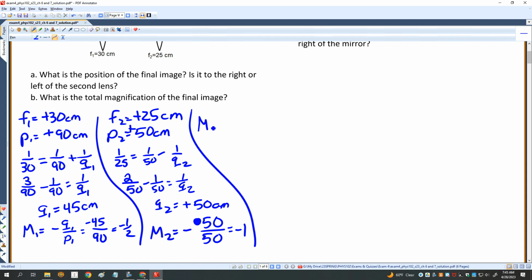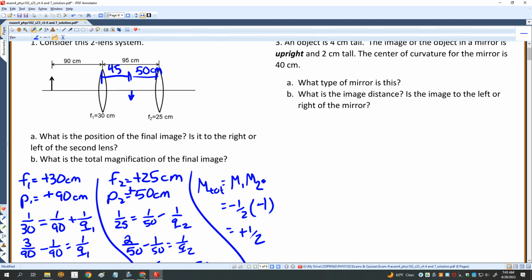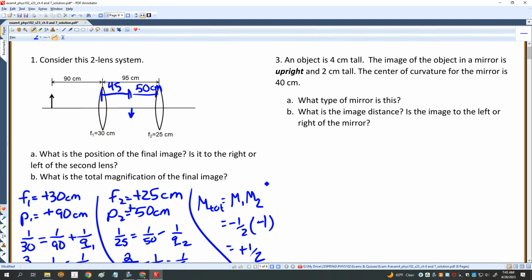Then my total magnification is just a product of M1 and M2. That's negative 1/2 times negative 1, which is positive 1/2. So now, drawing this image, I know that it's 50 centimeters to the right of the second lens, so right about here. This is 50 centimeters. Notice, it also has a magnification of plus 1/2. That means it's upright, the same orientation as the original object, and it's half its size.